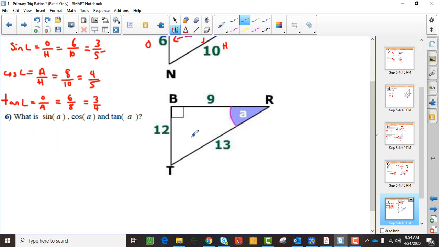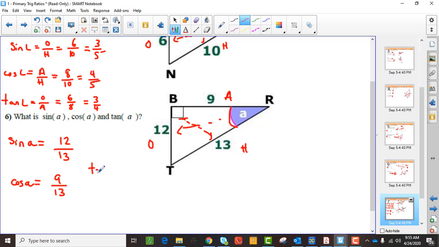Now if you look down here, same idea. Here's angle A. So this, again, across from that is opposite. Touching it is adjacent. And then the right angle across from that is the hypotenuse. So sine of A is going to be opposite over hypotenuse. So 12 over 13. Cosine of A is adjacent over hypotenuse, which is 9 over 13. And tangent of A is opposite over adjacent, so 12 over 9, which actually reduces if you divide them by 3 to 4/3.